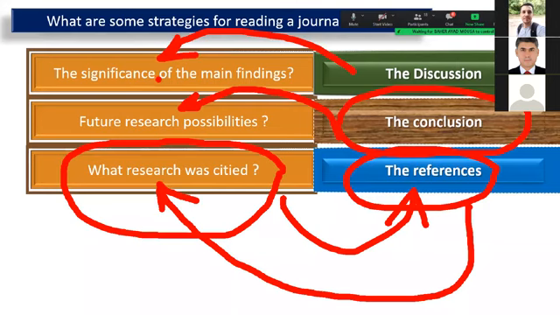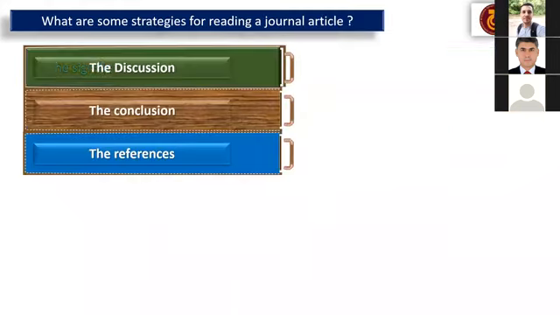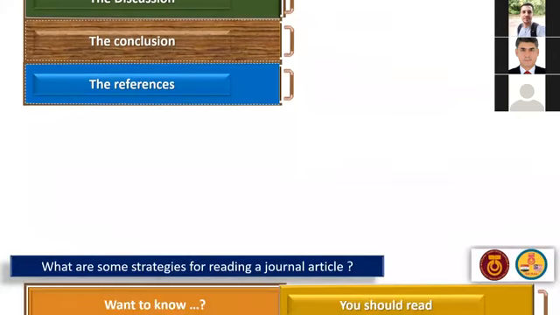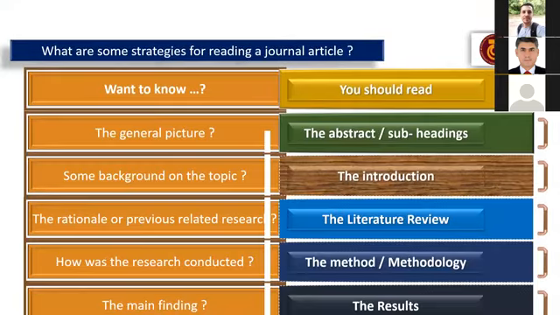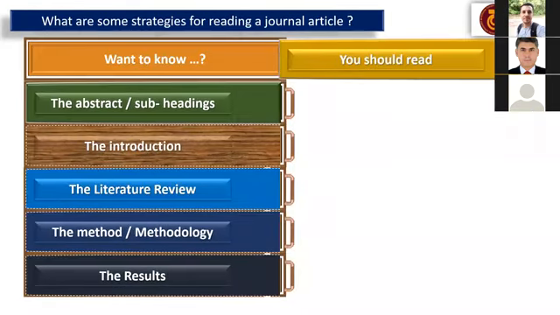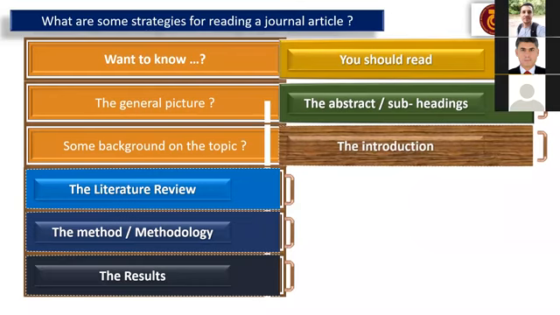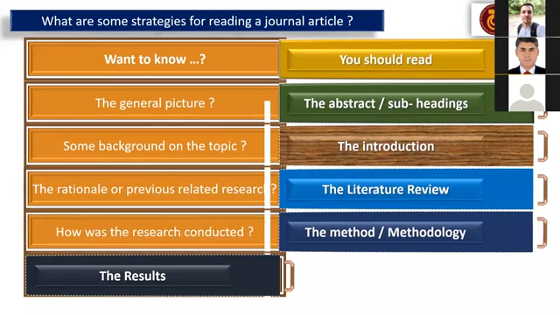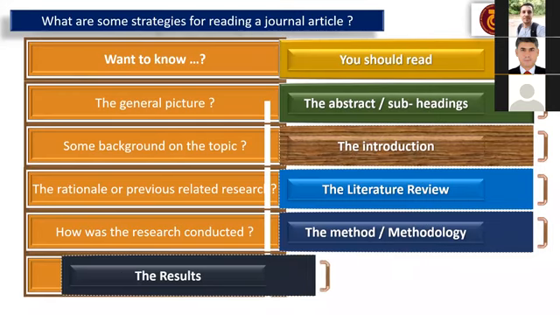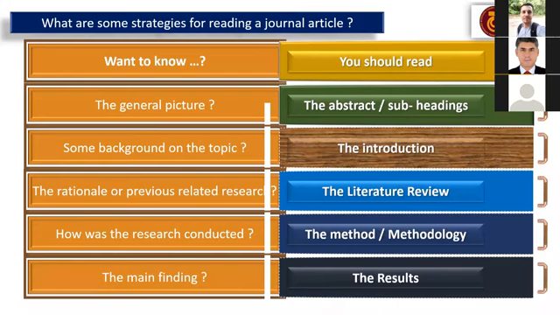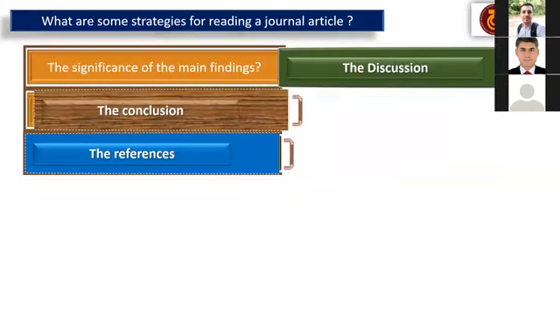This is some strategy for what we need to read. For every article, if you need to understand quickly, you must know which part of the article to read. Sometimes we don't have time to read all parts of the article, so go directly to the part you need. If you need to understand how the research was conducted, go to the method. If you need the general picture, go to the abstract. By this way, it's very easy to read every article quickly.